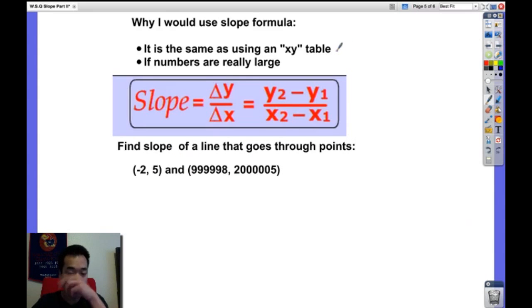So why would I use the slope formula? It's the same thing as using the XY table, but really I like to use the slope formula if it's really big numbers, because if you put really big numbers into the t-table, you're eventually going to have to find a difference between the two numbers anyways. So for example, I have negative 2, 5, and 999,998 and 2,000,005. Find the slope of those two points. Yes, you can put it in the t-table, but you still have to find the difference.